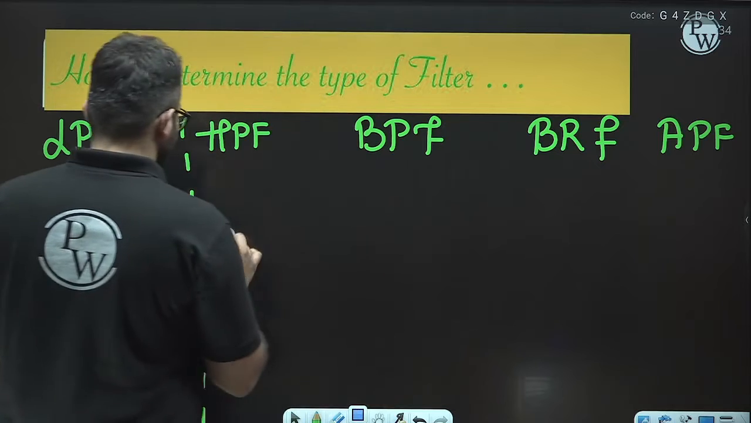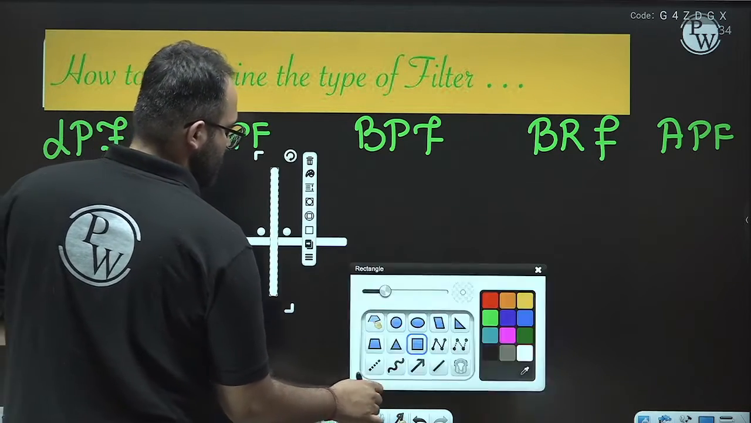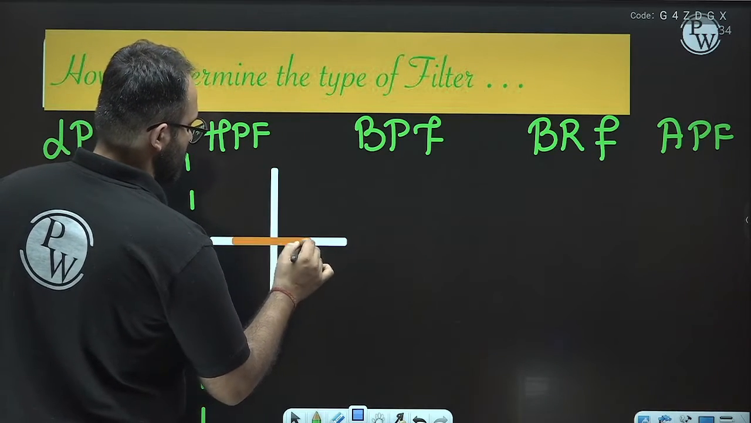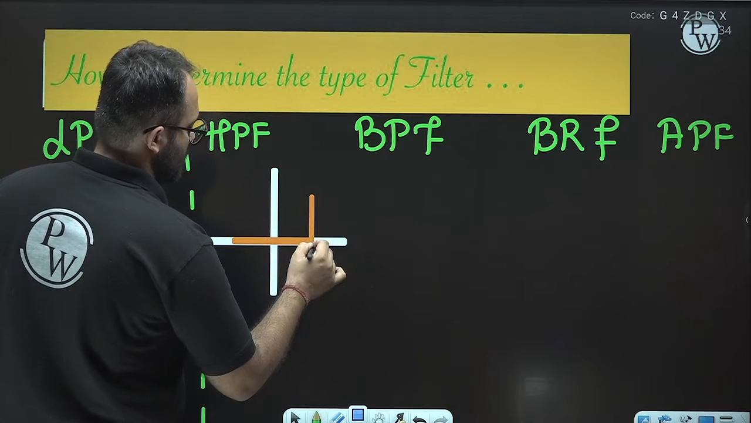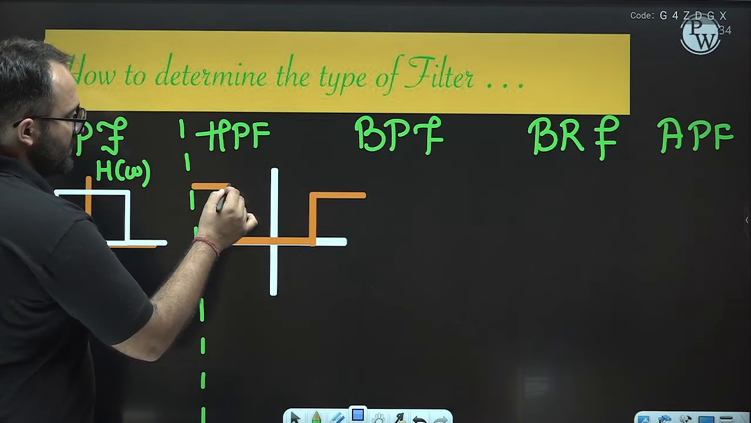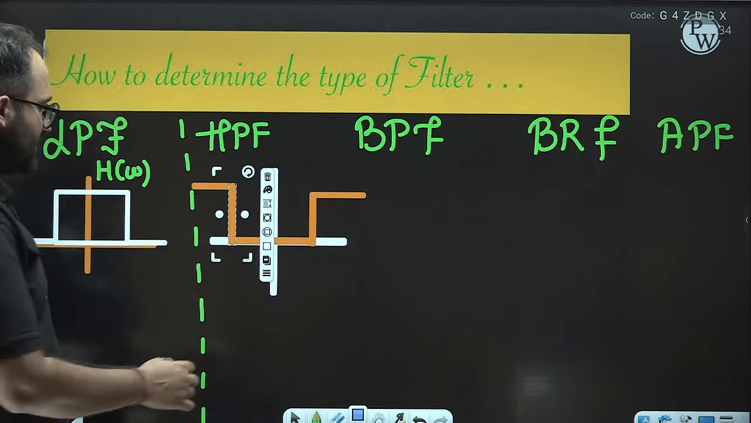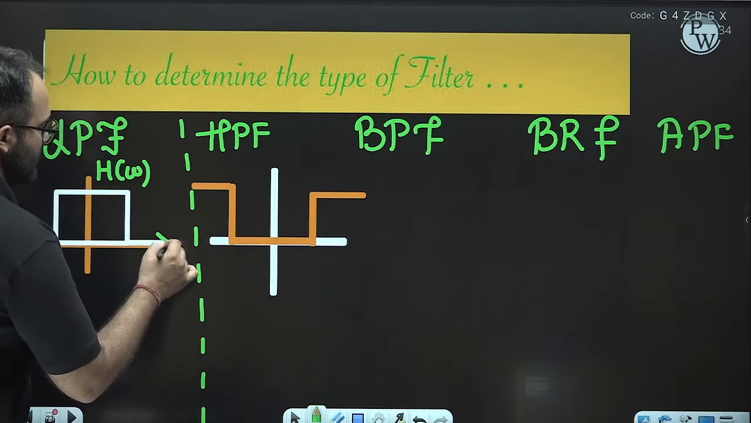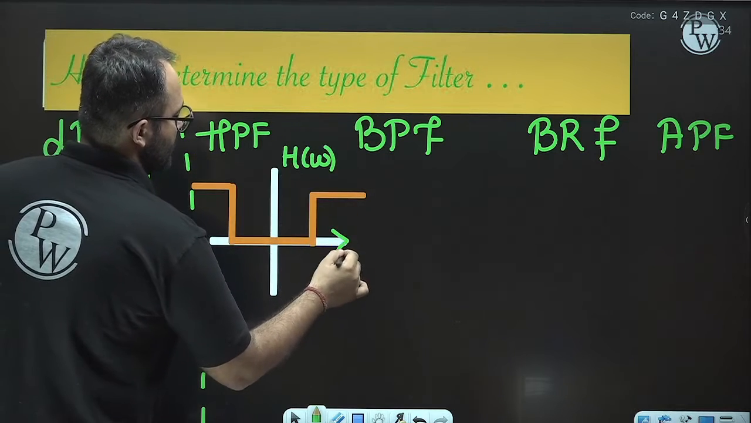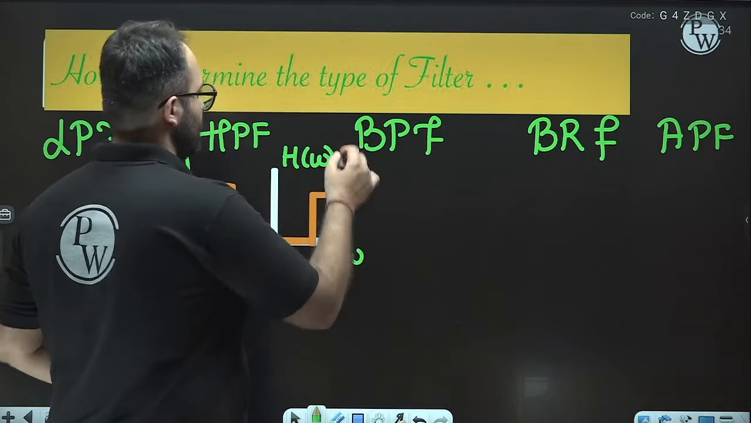For high pass filter, it is 0 for low frequencies, but it is non-zero for high frequencies. So it is like this. This is your H omega and this is your omega axis. It is 0 for low frequencies and non-zero for high frequencies.